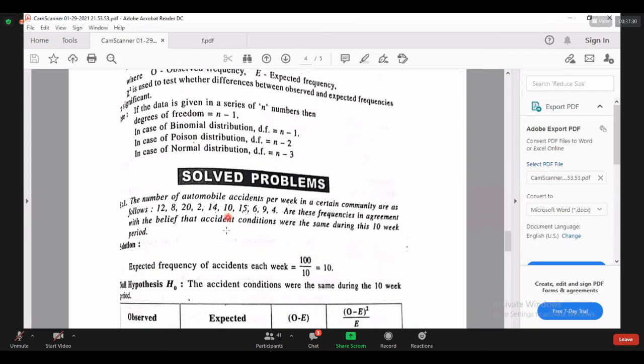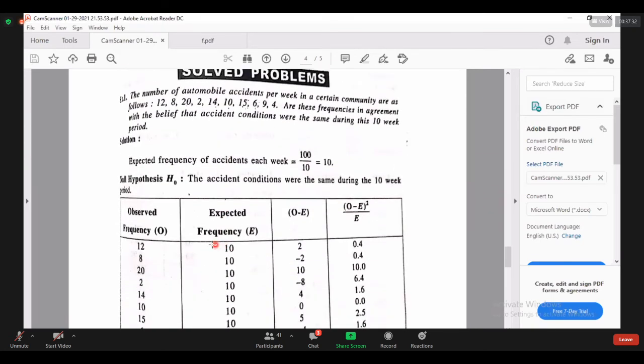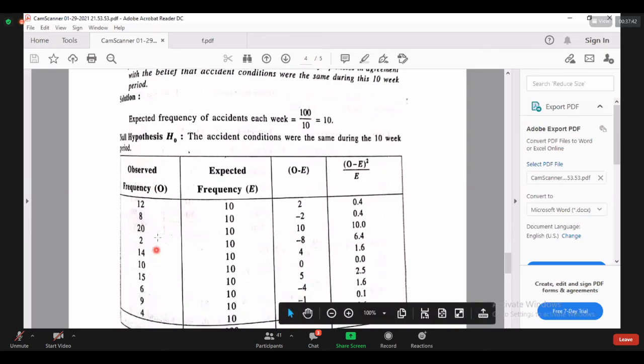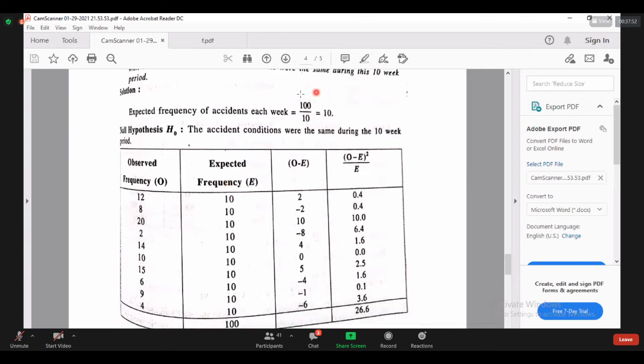For finding that, we have to create a table. In the first column, we take the observed values or observed frequencies. Total 10 weeks of data, so 10 frequencies. In the second column, we take expected frequencies, which we already discussed: sum of frequencies by number of weeks, that is 10. That's why we have taken all equal. In the first week, 10 accidents; in the second week, 10 accidents, like this.